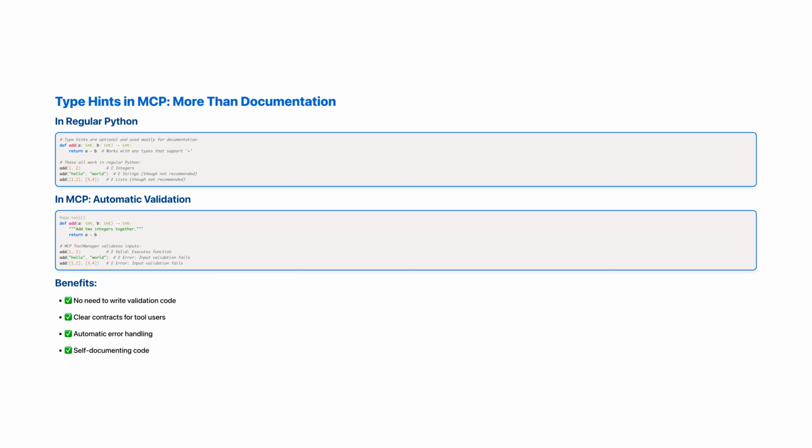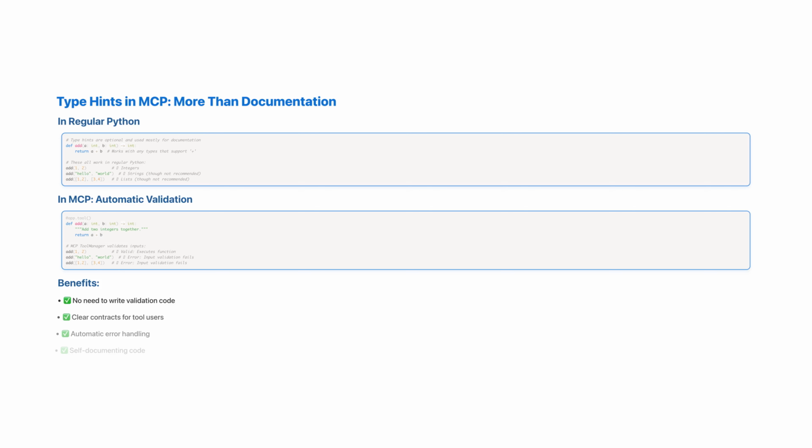I noticed you included those type hints: a: int, b: int, and -> int. Are those just for documentation, or do they actually do something in MCP? In regular Python, they're mostly optional, right? Great catch. In MCP, those type hints are super important.